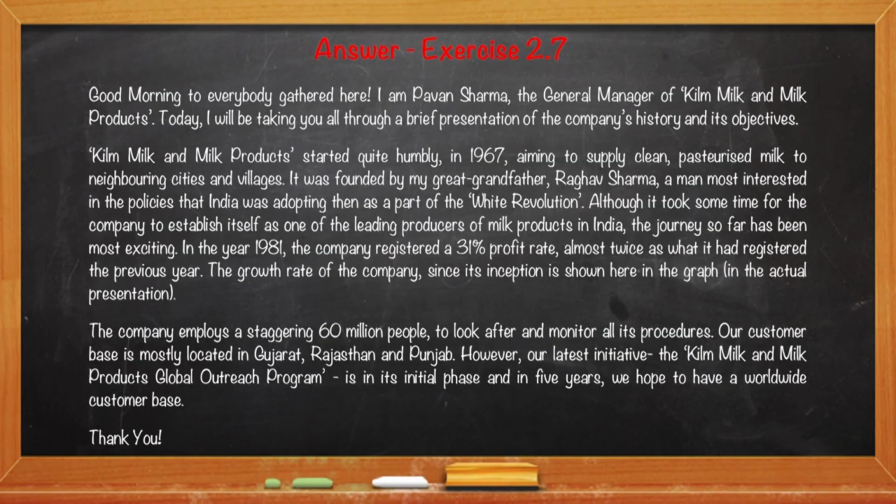Although it took some time for the company to establish itself as one of the leading producers of milk products in India, the journey so far has been most exciting. In the year 1981, the company registered a 31% profit rate, almost twice as what it had registered the previous year. The growth rate of the company since its inception is shown here in the graph, and in the actual presentation you can include the graph as well.